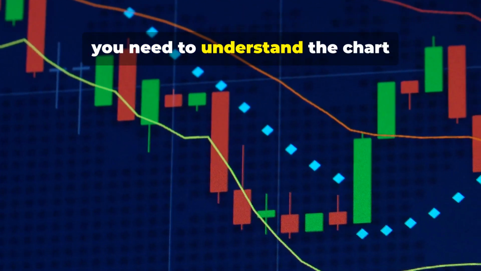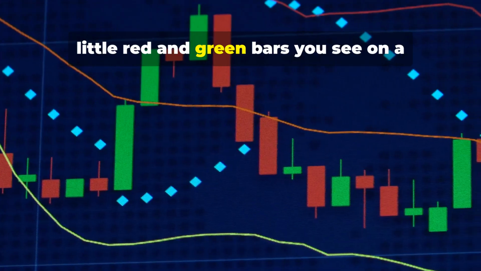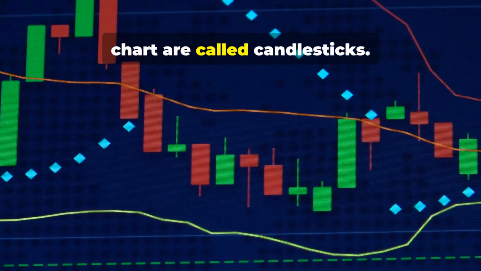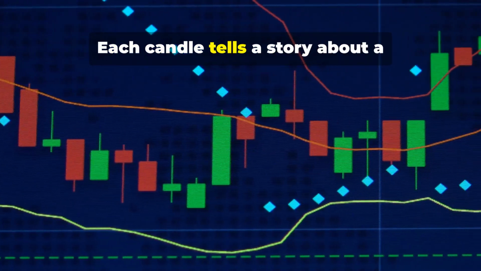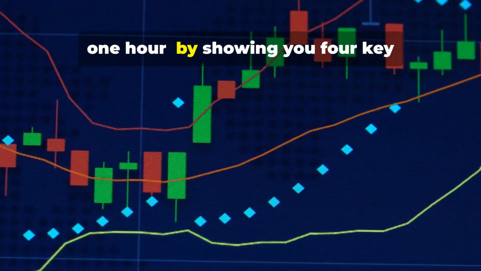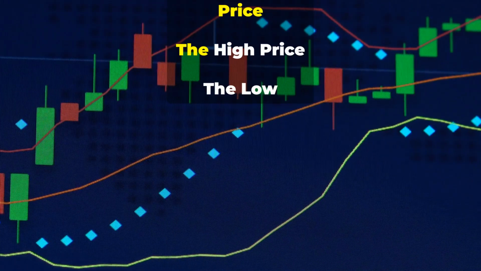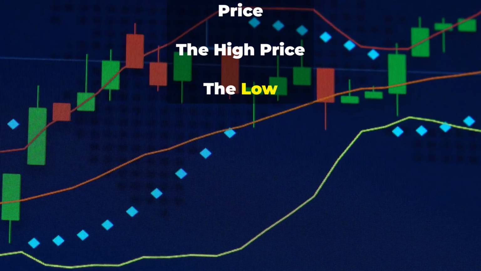Finally, you need to understand the chart itself. Candlestick charts. Those little red and green bars you see on a chart are called candlesticks. Each candle tells a story about a specific time period, like 1 day or 1 hour, by showing you 4 key things: the opening price, the closing price, the high price, the low price.